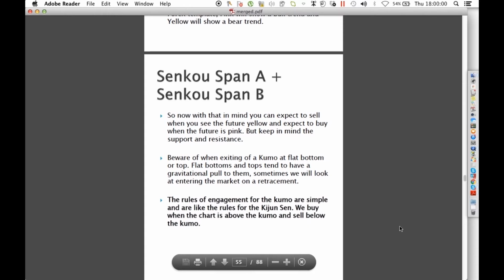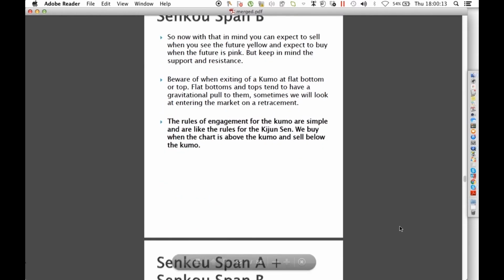And the rules of engagement for the Kumo are simple and are like the rules for the Kijun-sen. We buy when the chart is above the Kumo, and we sell when the chart is below the Kumo.